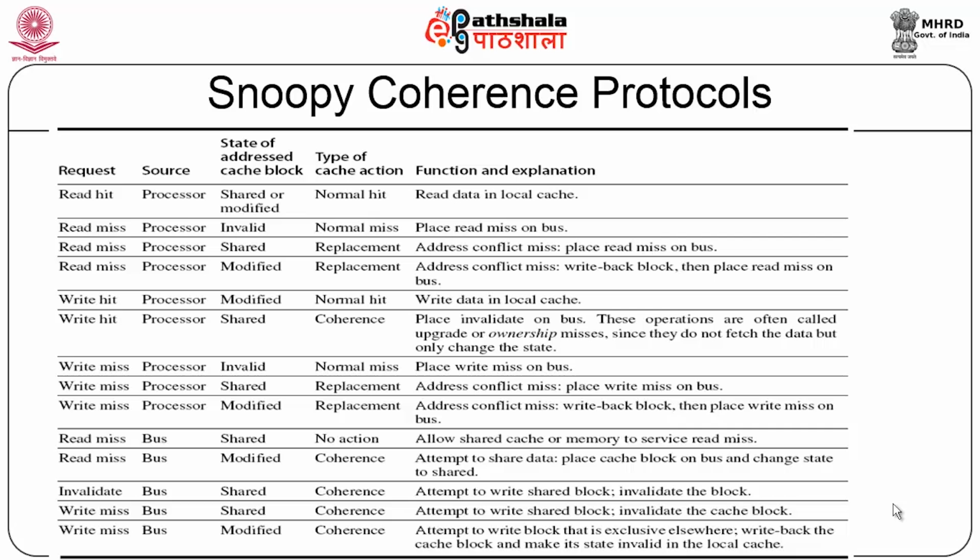One assumption that we make is, if a cache block is available in a shared state, we assume that the main memory has a copy of the block. So, if your data is available in the shared state, you know that updated data is available in your memory. So, it is just similar to a replacement miss, it is only an address conflict miss. You place the read miss on the bus and the memory will respond with the data.